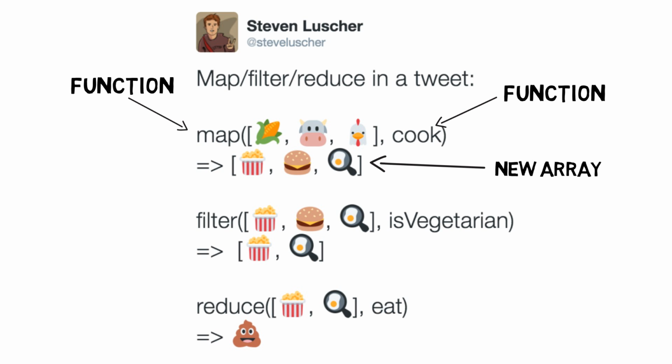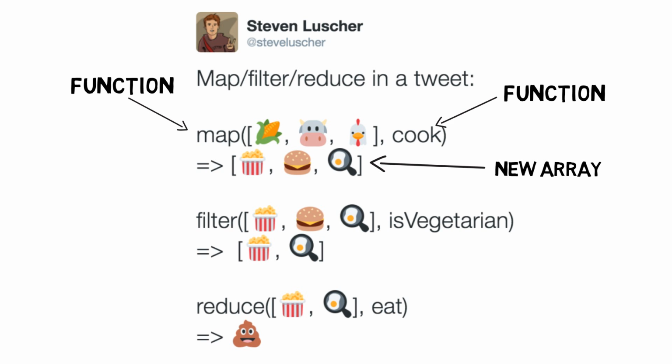Third, we have the reduce method. This is the most complex, and we'll spend a good chunk of time breaking it down and explaining it. While map and filter have very specific uses, reduce has lots of customizable flexibility. But for our illustration, we'll look at a simple execution of it that shows that reduce will go through our array and run our elements through a function that will return one value. In this case, both popcorn and eggs have the same final destination in our digestive tract.